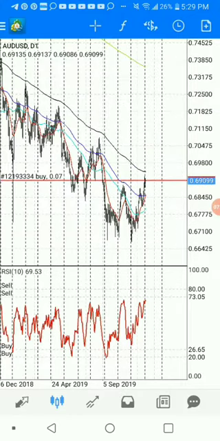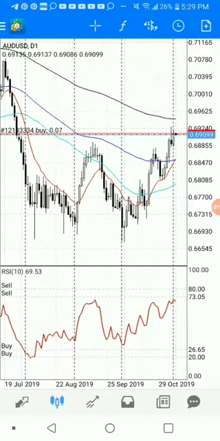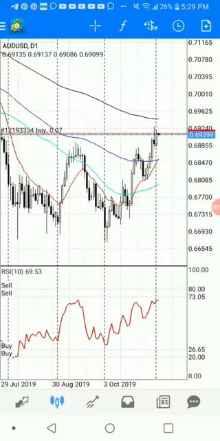Let's zoom. A nice W right there. And so we can expect this pair, just like GbpUsd, to continue pushing up. And before it does so, we may get price to push down before it pushes up. So just keep an eye out on GbpUsd.